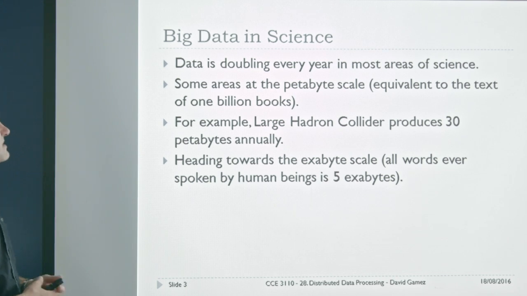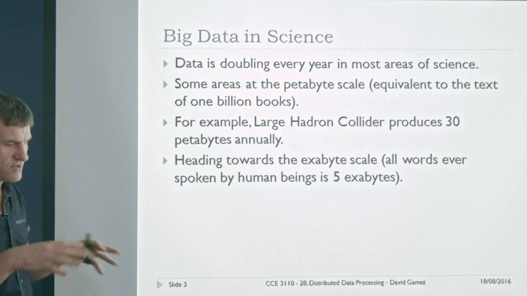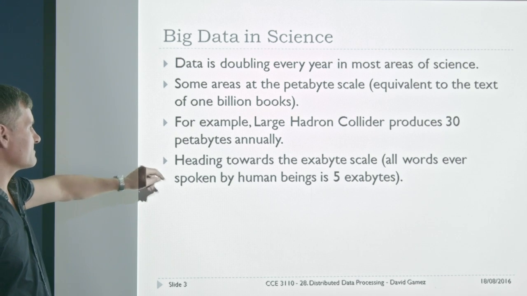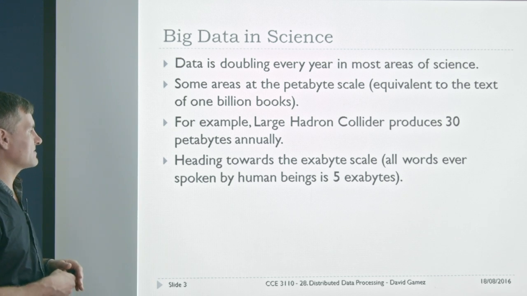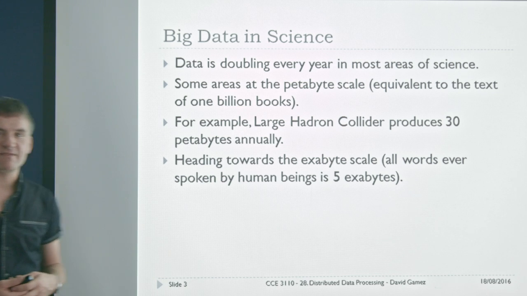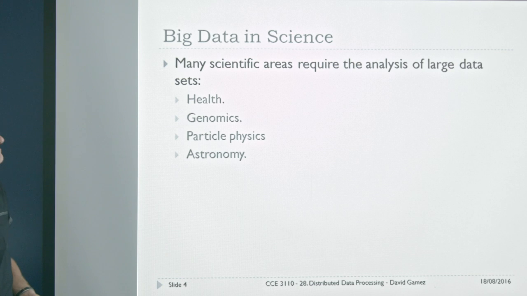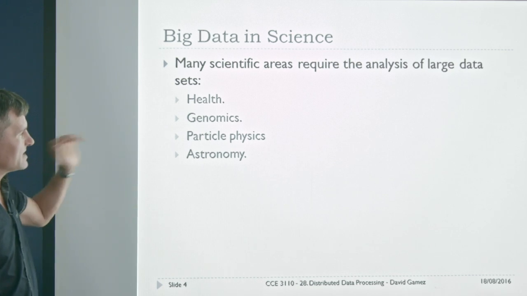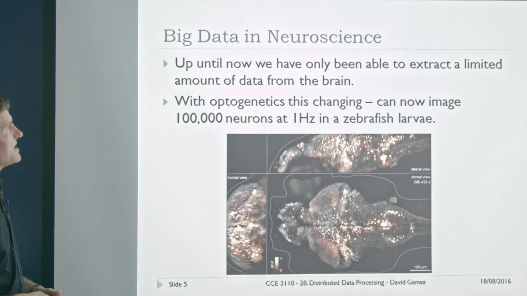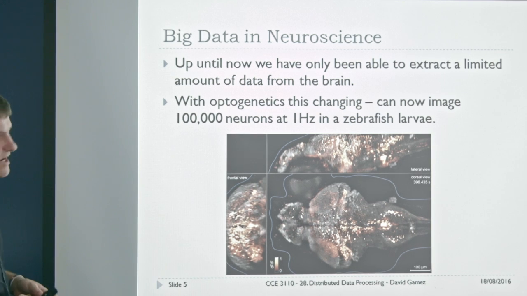Genomics as well is probably pretty big in terms of data. And neuroscience is not so big at the moment, but is set to get bigger and bigger. We're heading towards the exabyte scale, and all words ever spoken by human beings is estimated to be 5 exabytes. So vast amounts of data need to be processed in science. Health, genomics, particle physics and astronomy are some of the key areas needing deep big data processing. And my own area of interest is processing data from the brain.